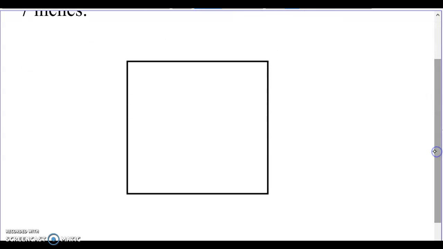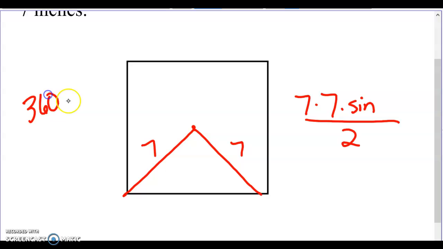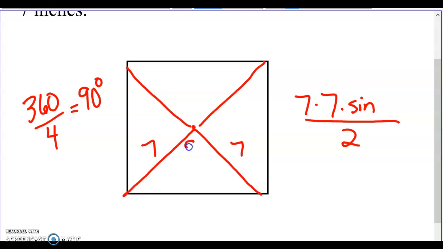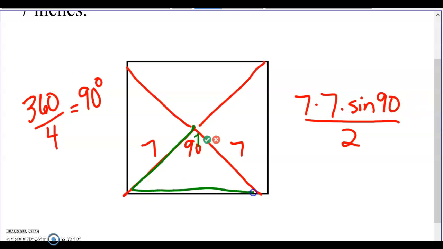On this one, if the radius is 7, we could use diagonal 1 times diagonal 2 as well. That's not too bad. Or 7, 7, and so 7 times sine. Now I have to figure out the angle between those 7s. If I drew in all the triangles, there would be 4 pieces, so each of these central angles would be 90. Again, this formula only finds me the area of this one triangle. We want the area of the entire square, so there are 4 of them.